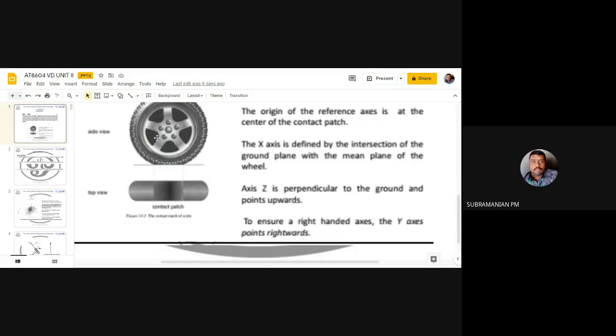In the front view, that is in the side view, I can see the z direction. Okay, so you should be comfortable with this.